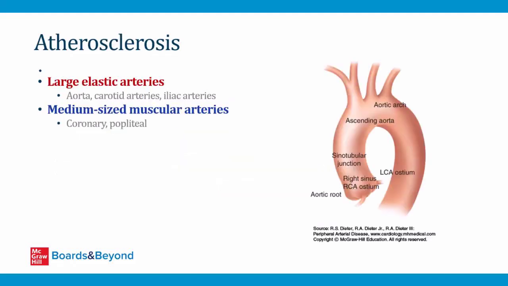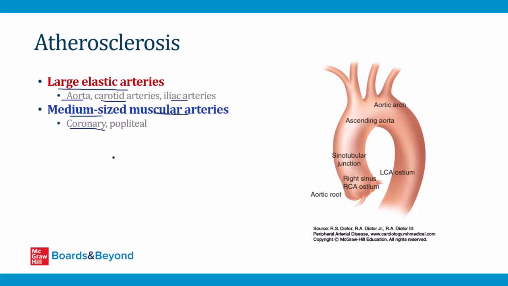So now that we've talked about that, I can tell you that the places where you most commonly find atherosclerosis are the large elastic arteries and the medium-sized muscular arteries. In particular, it's common to find atherosclerosis in the aorta, especially the abdominal aorta, also the carotids and iliacs. And in terms of muscular arteries, you often find atherosclerosis in the coronary arteries.